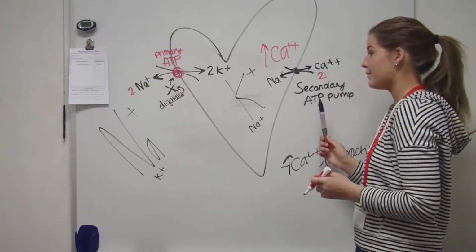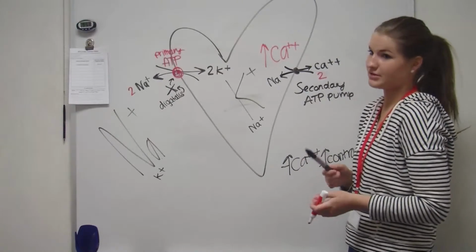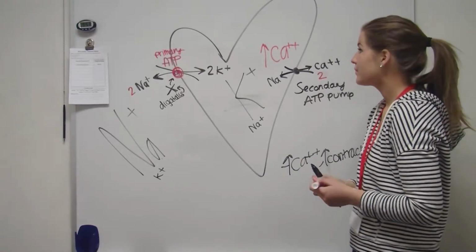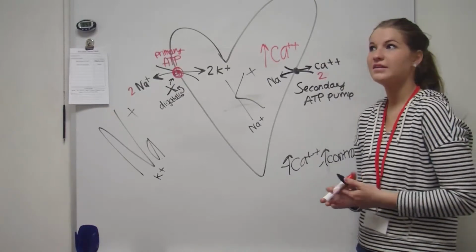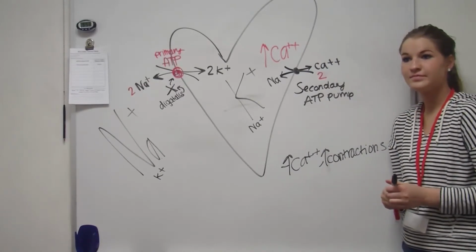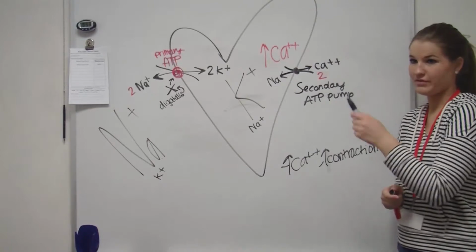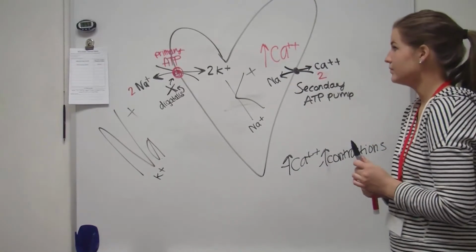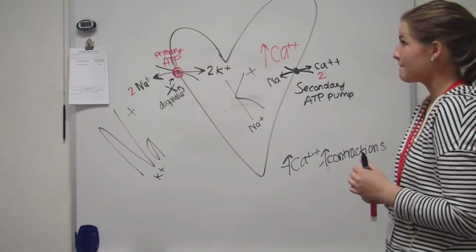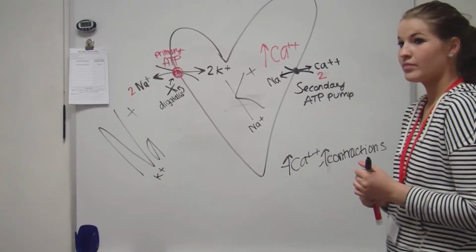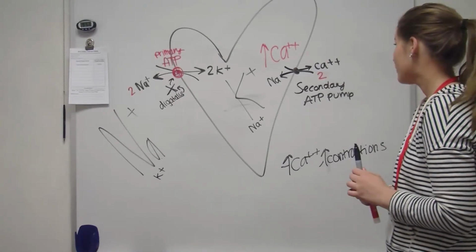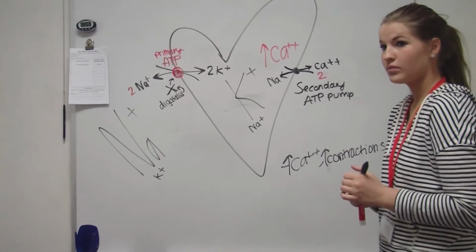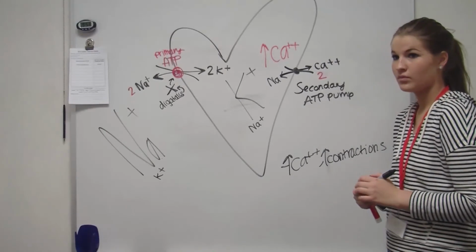So secondary ATP pump, it does use ATP, but not directly. So that'd be positive feedback, like if it started pumping really fast. Yeah, you could say. It's going to get farther and farther away from homeostasis. Okay. So secondary ATP pump, or secondary transport, involves a primary transport system and a secondary. Right.